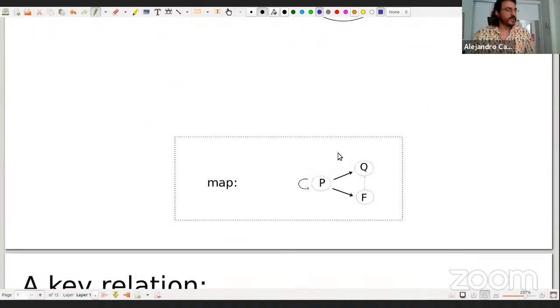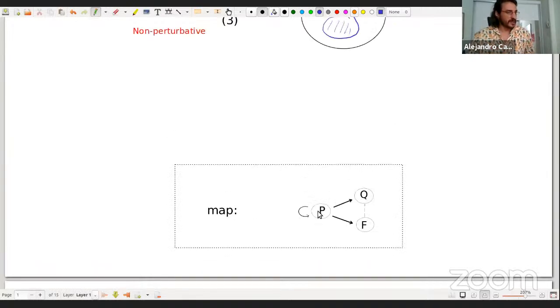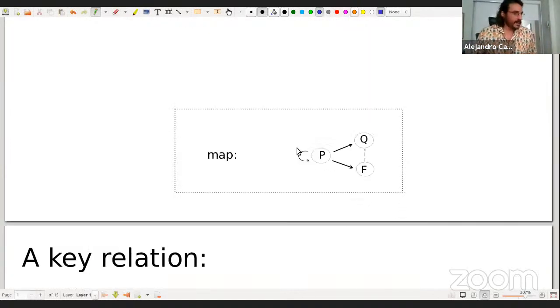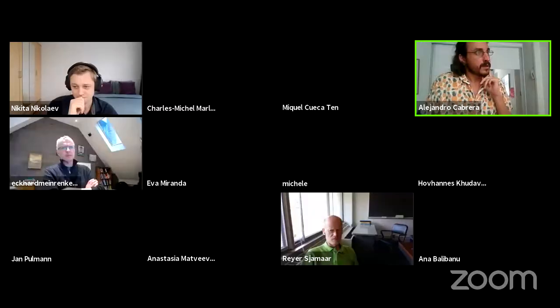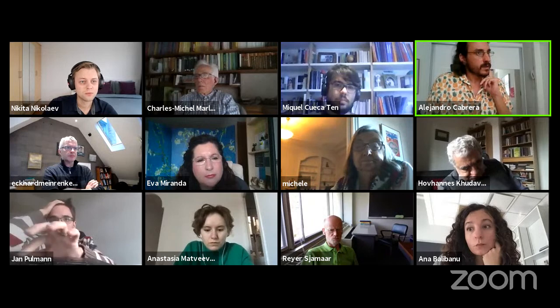I will remember this diagram. I hope you can remember: P is Poisson, Q is quantization, and F is fields. And I will be highlighting where we are along the way. Going a bit more into detail, I want to present this key relation. You can find more details about this in a paper of Cattaneo and Dherin, and Felder, that I will mention many times today.